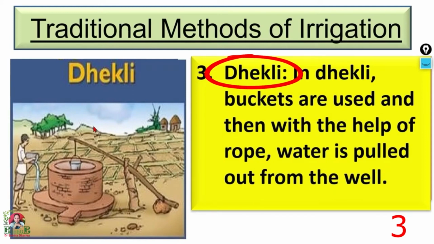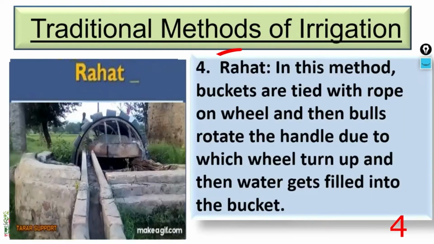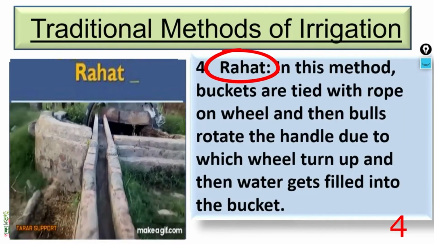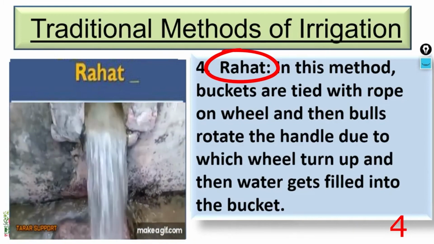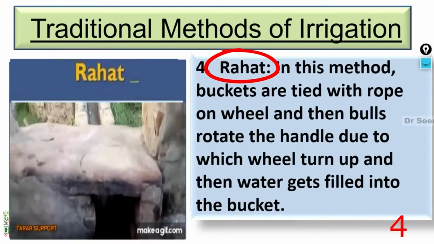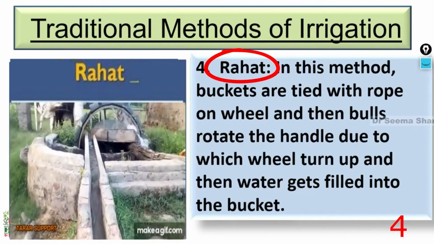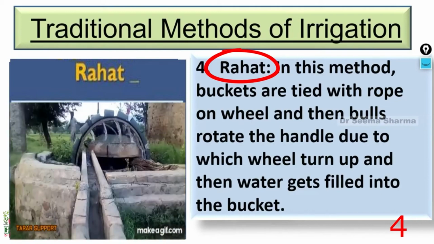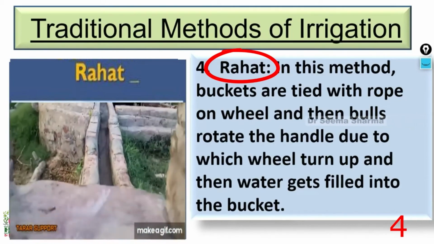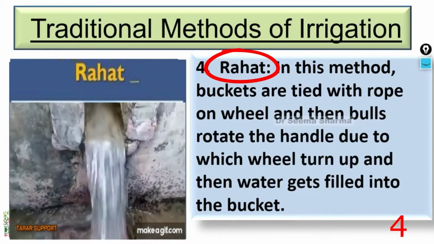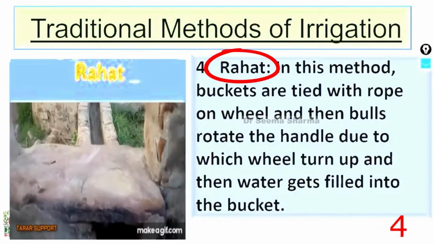Third traditional method of irrigation is dhekli. In dhekli, as it is visible in the picture also, buckets are used, and with the help of rope, water is pulled out from the well and then supplied to the field. Fourth traditional method is rahat. In this method, buckets are tied on a wheel, and one will rotate the handle, due to which the wheel turns and water gets filled into these buckets and then it is poured out.